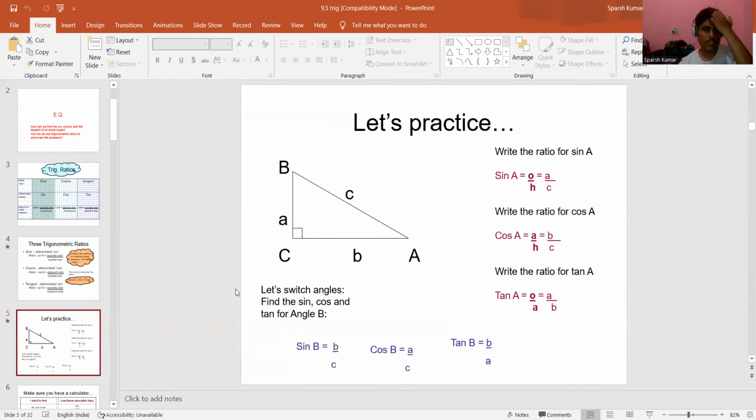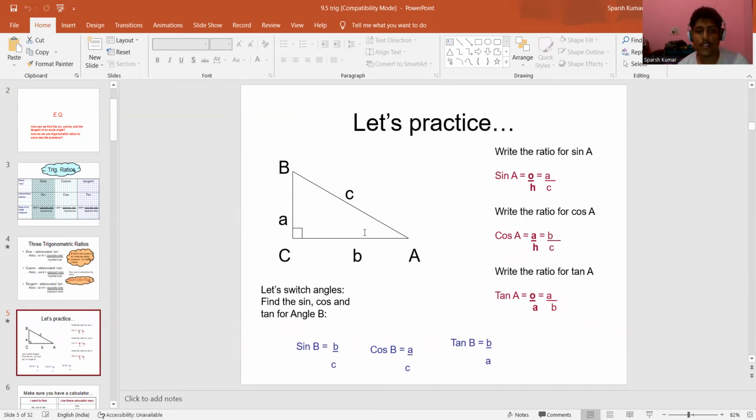Now let's see this triangle ABC, right angled at C. The height of this triangle is A, the base of the triangle is B, and the hypotenuse length is C. Sine of A would be opposite by hypotenuse. Similarly, cos of A would be adjacent by hypotenuse, and tan of A is opposite by adjacent.